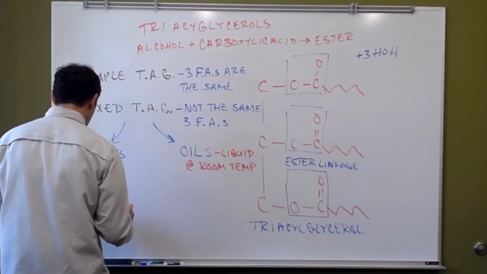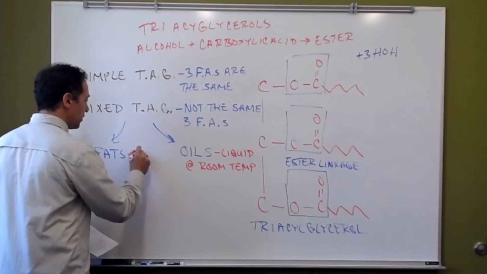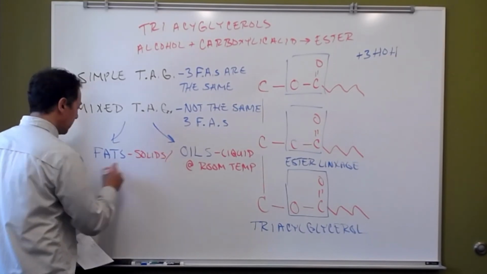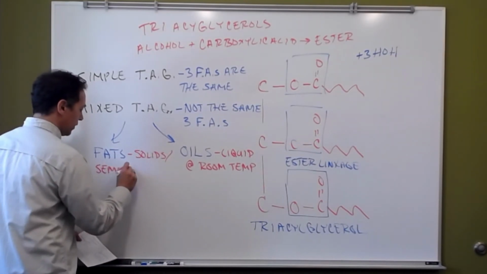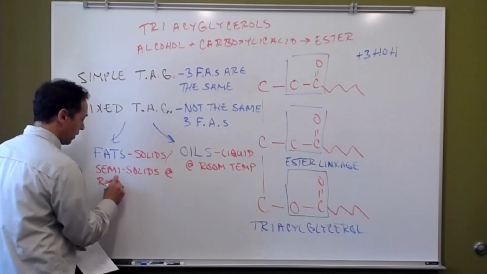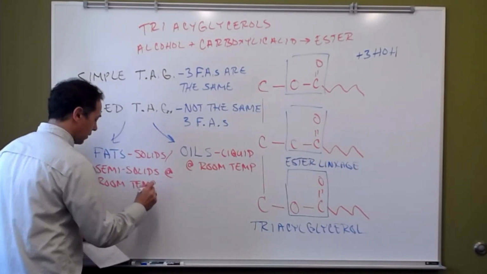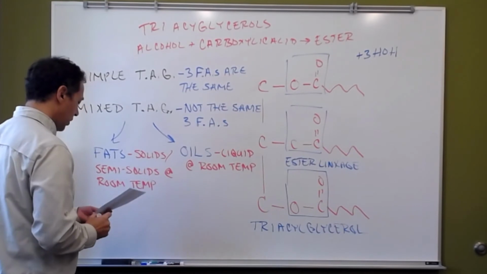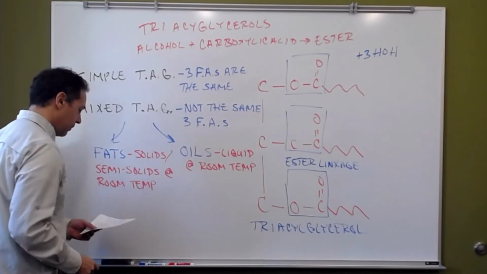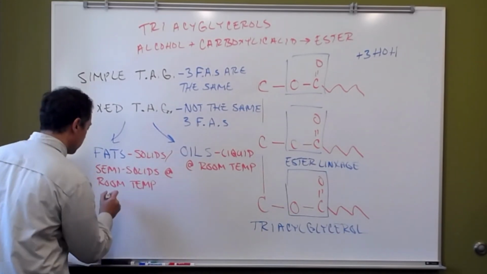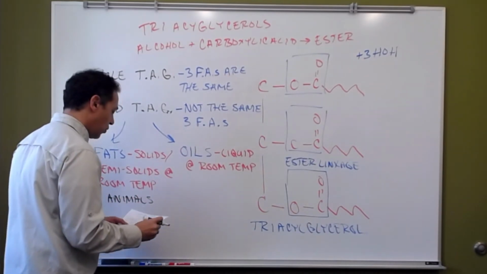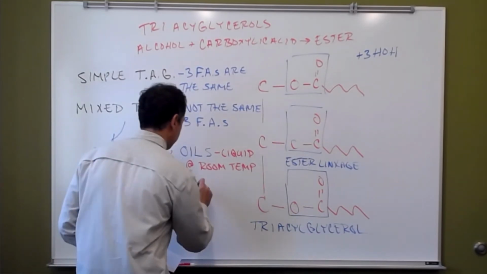Okay, and then my fats are going to be solids or semi-solids at room temperature. Okay, and where do these things come from? So primarily our fats come from animal sources, animals, and then our oils generally come from plants.